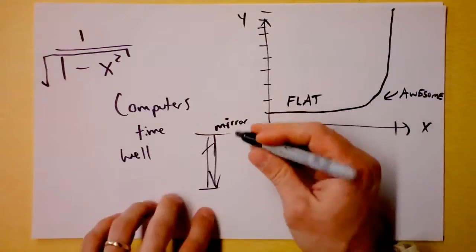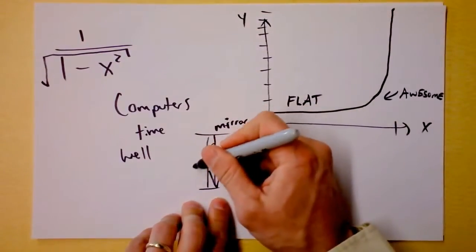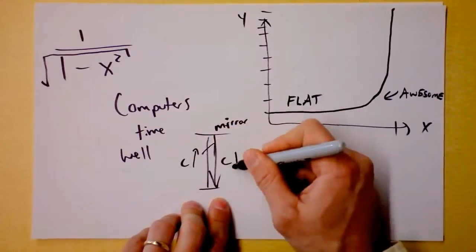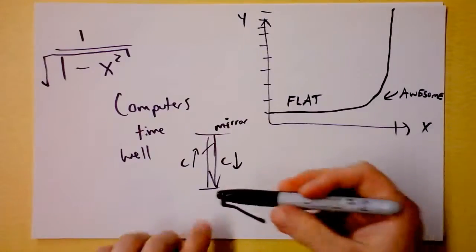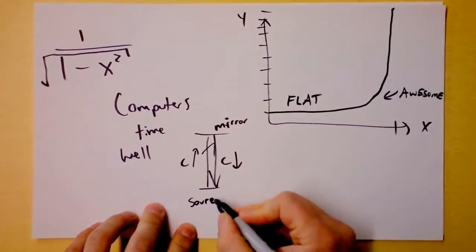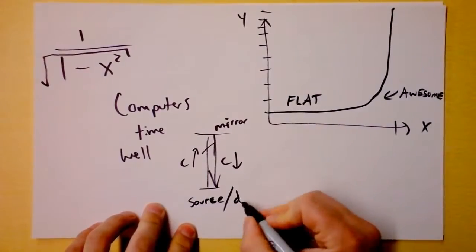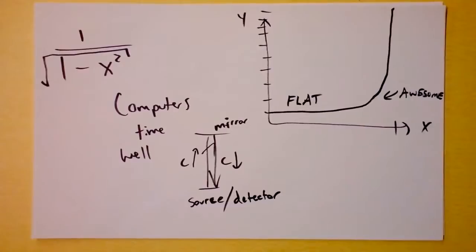And the cool thing about light is it's moving at the speed of light during this time. So it'll be going at the speed of light on its way up, and at the speed of light on its way down. And the source of the light has to be the same as the detector for the light. So that's the idea of a light clock.